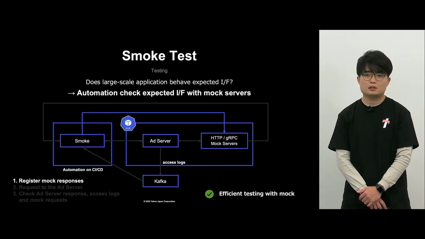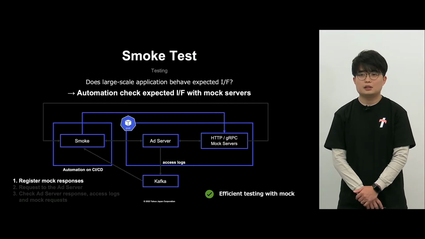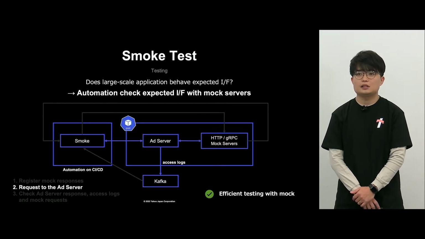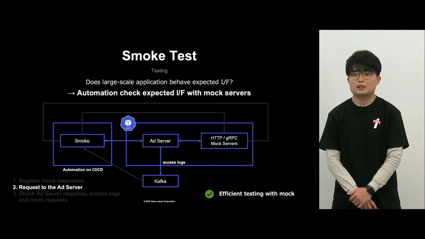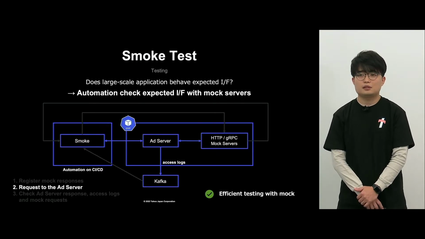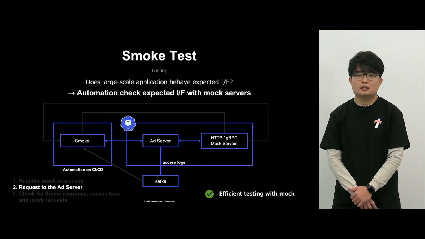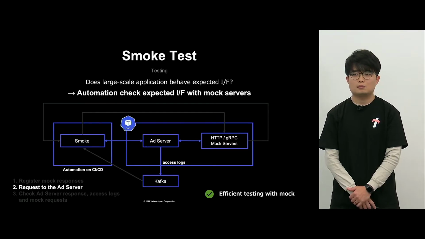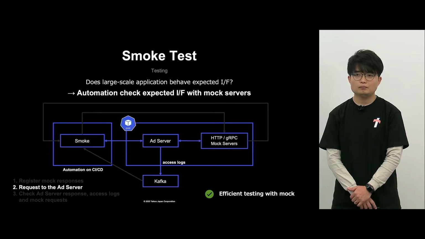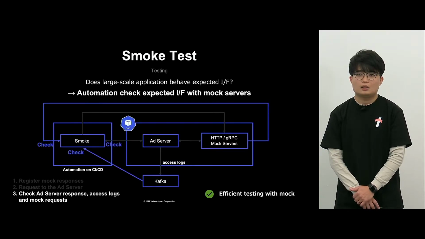First, when the smoke test script is executed, it registers the response to the mock server from the test case configuration file. Next, the smoke test script gives an add request to the add server, which in turn proceeds with processing while communicating with the gRPC server and HTTP server. And finally, it returns a response to the add request. The access log is also output via Kafka.